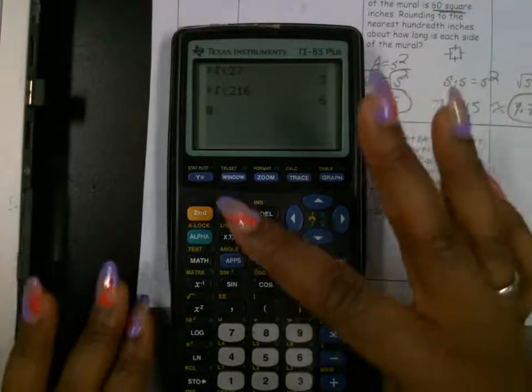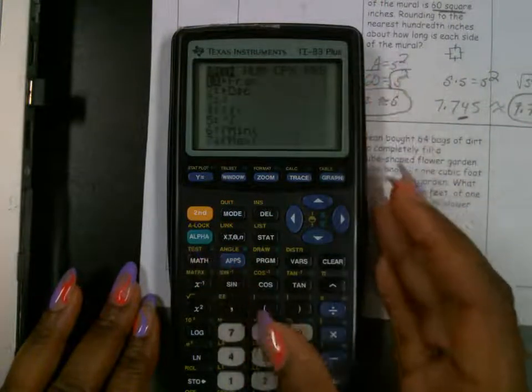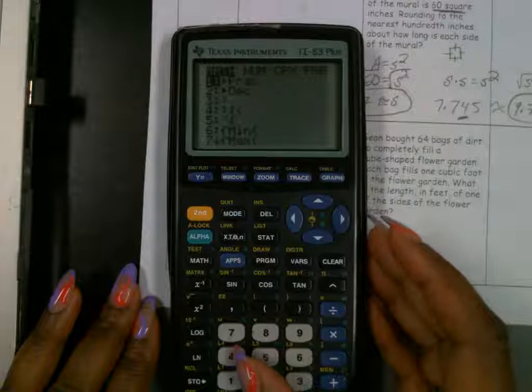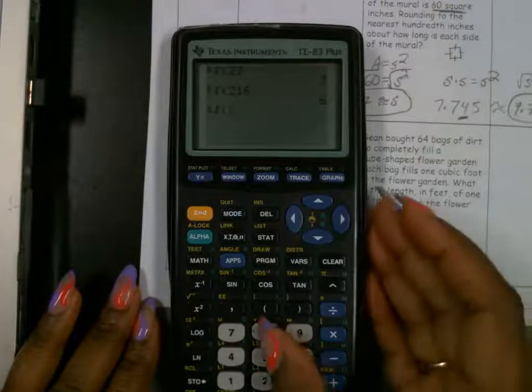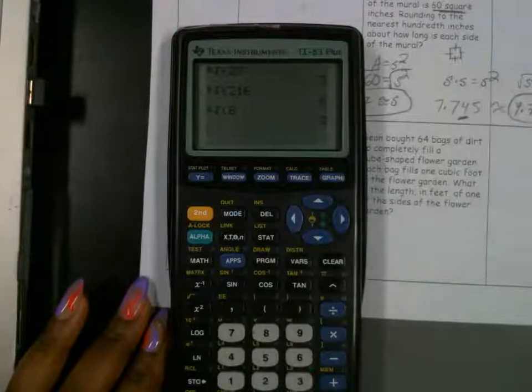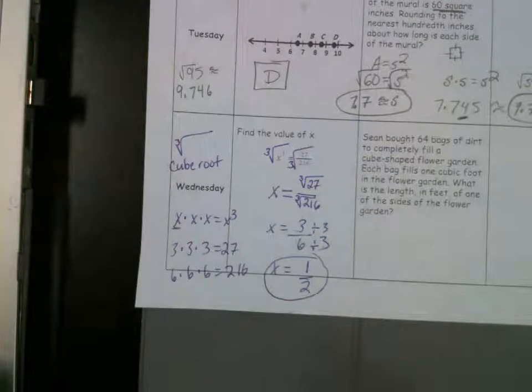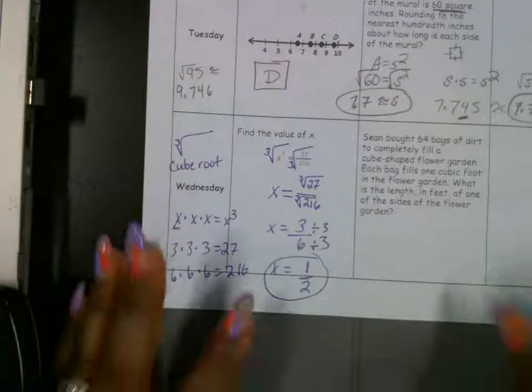Any questions about how to type in cube root? Math button and number 4. 8. The cube root of 8 is 2. 2 times 2 times 2 is 8. Okay. All right, so let's look at the second problem.